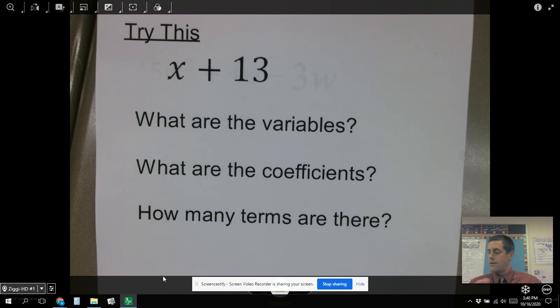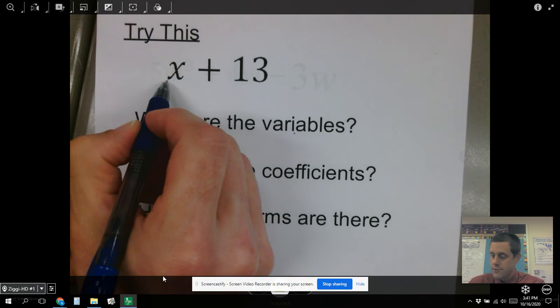All right, next we have x plus 13. Again, try this on your own. Pause the video and answer the 3 questions we have been practicing. All right, let's see how you did. Variables in the expression, there's only one.